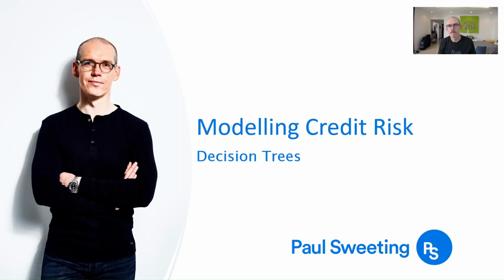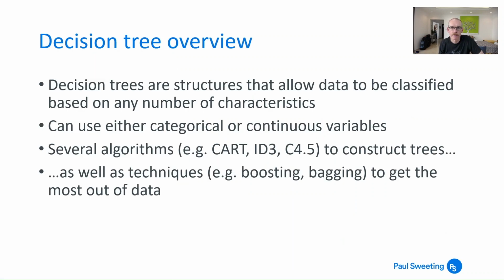So here we are, modelling credit risk using decision trees. And first, just an overview of what a decision tree actually is. A decision tree is a structure which allows you to classify data. There are ones which look at regression as well, but if you're looking at credit risk, you're really trying to classify stuff. You're trying to work out if a company is solvent or insolvent. So decision trees allow you to do that.